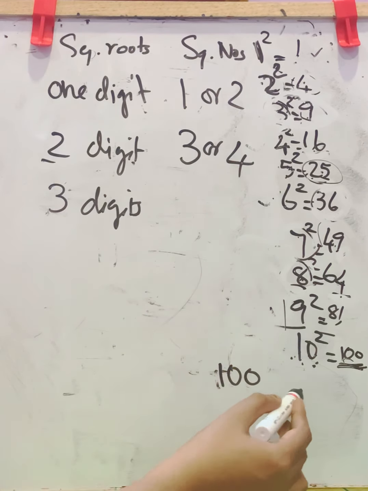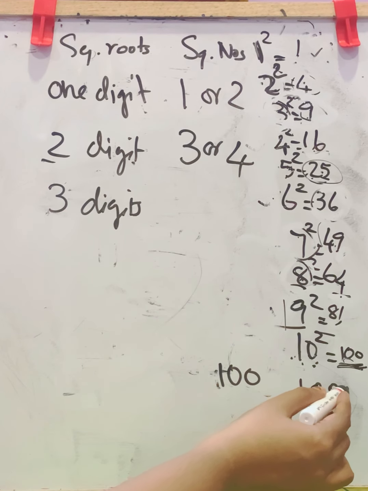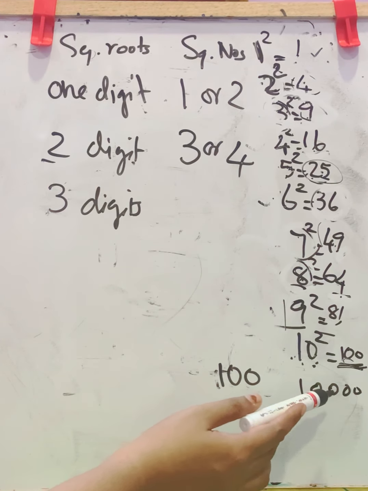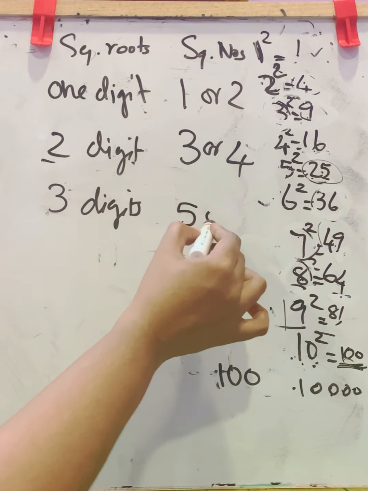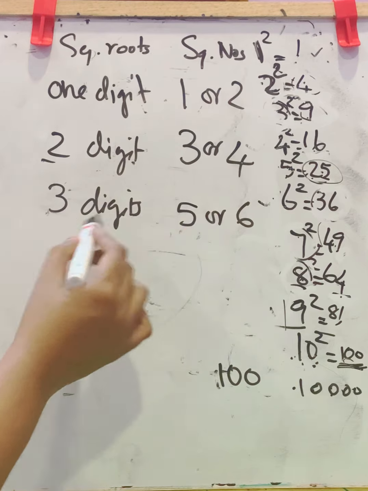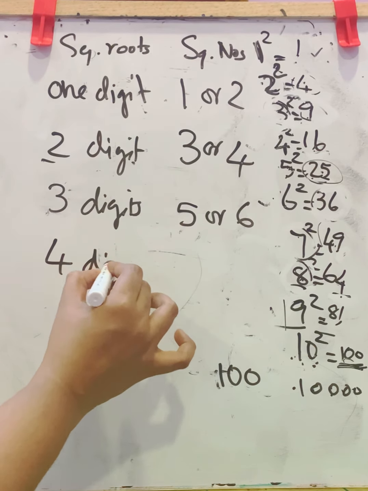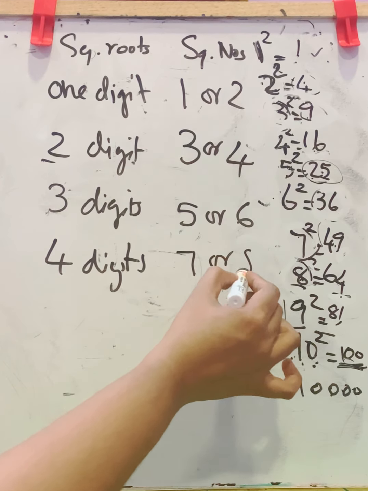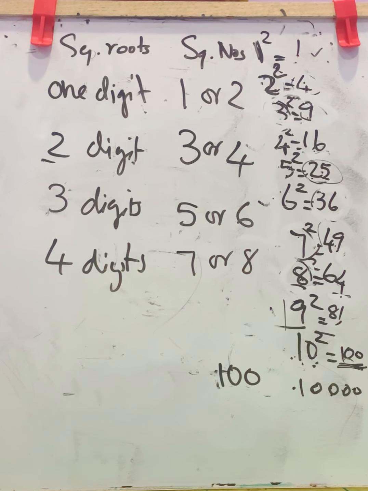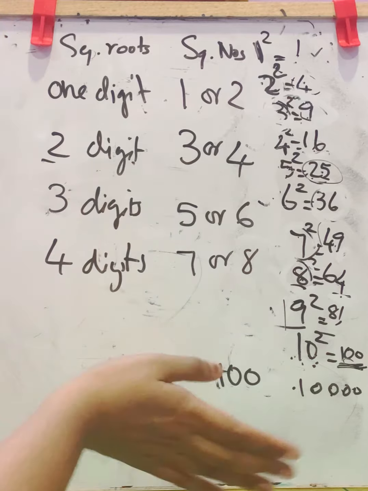100 squared is 1 and 4 zeros. That means it is a 1, 2, 3, 4, 5 digit number. So 5 or 6 digit numbers will be there. Now for a 4 digit number, continuing this step, you will get a 7 or 8 digit number. Okay, so it will proceed like this.